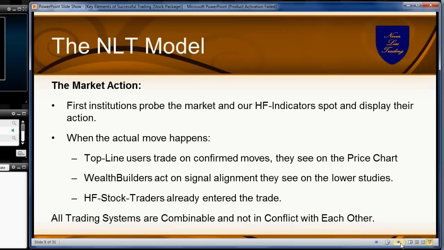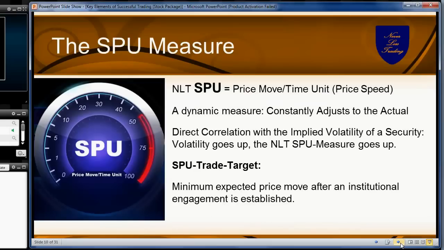So one of our key measures is called SPOO, the speed unit. Constantly we measure the speed of the market, so price move per time unit observed. So we can use different time units and observe how much the price moves. We as humans would never be able to do that because it's a dynamic measure, so we let the computer run it. And on all our charts, for all our studies, we measure the speed unit.